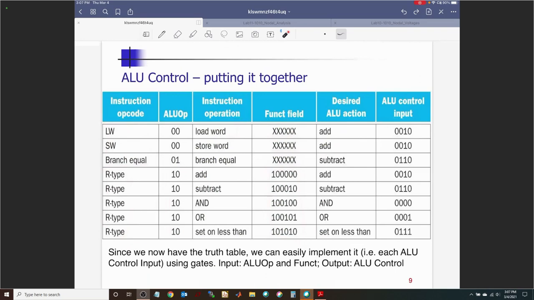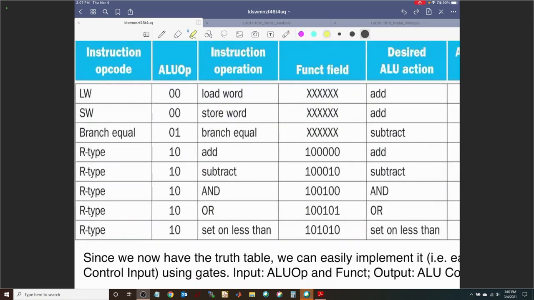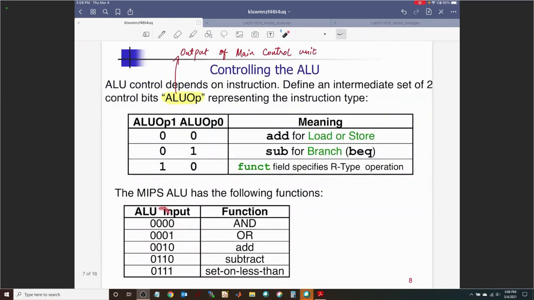What does it have? If you see this, you can separate it out into two categories. Let me highlight that in yellow and blue. The first 2 bits in the function field are exactly what you have for the ALU op. And then the rest of the 4 bits are coming from the, to distinguish between add, subtract, and all that. So that is from this table right here.